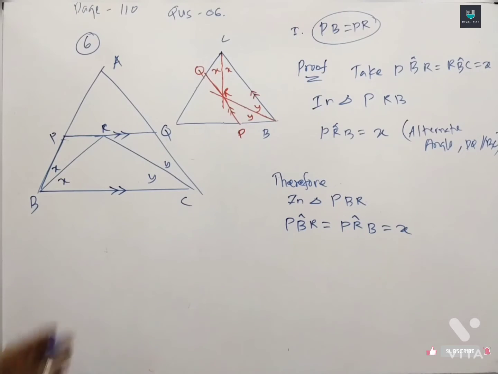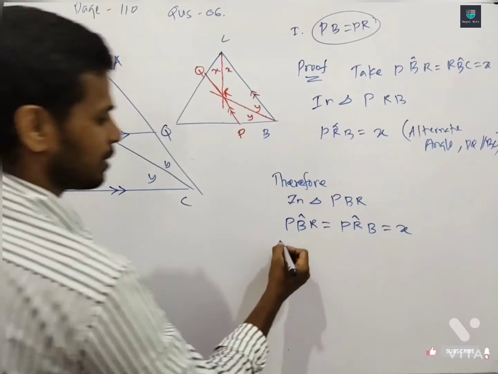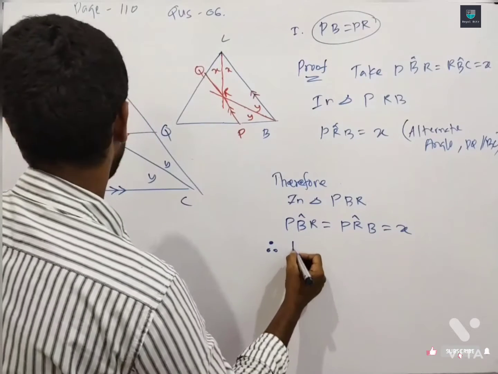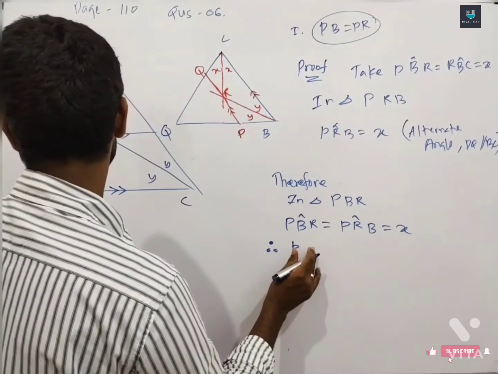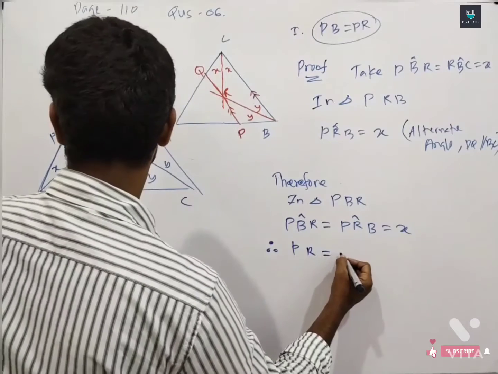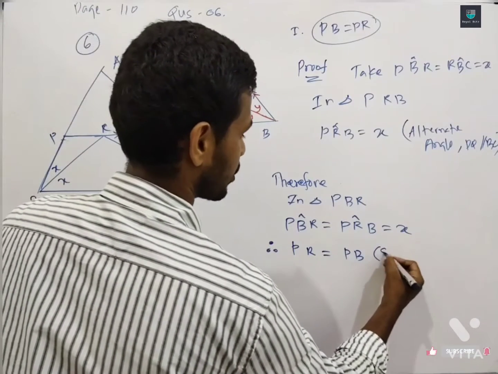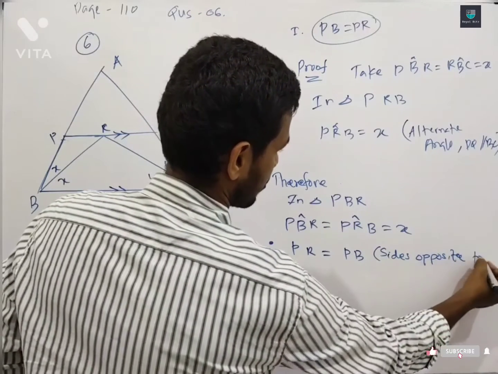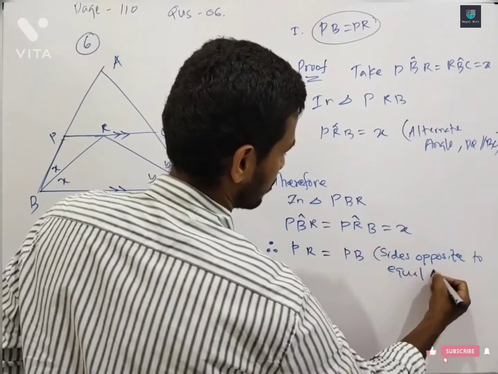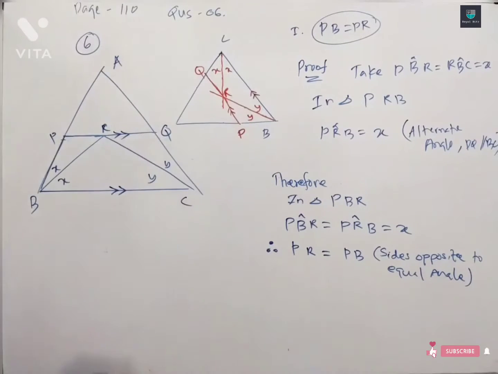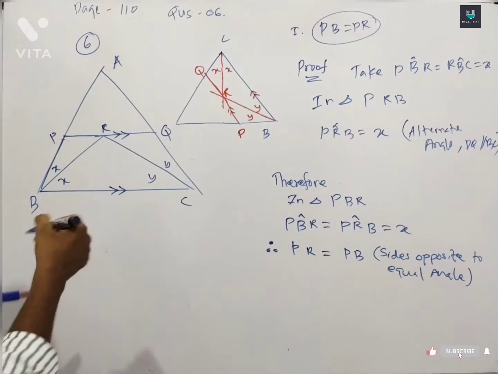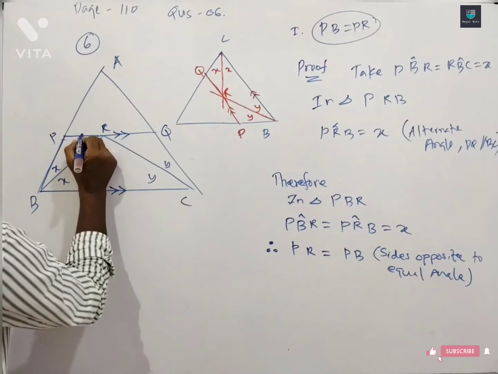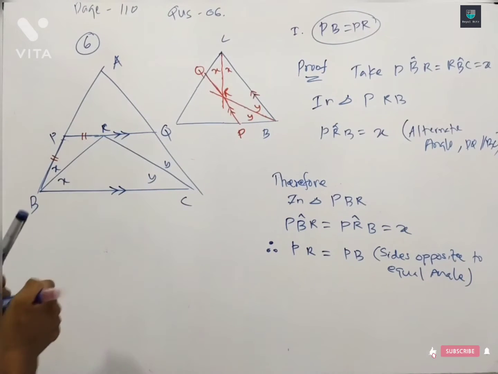Therefore PR is equal to PB, because these are sides opposite to equal angles. Sides opposite to equal angles. Okay, so that is the idea. Now we will use this idea. So I mark this equal. We have proved that.